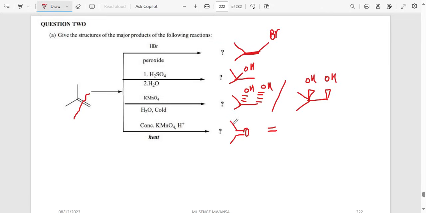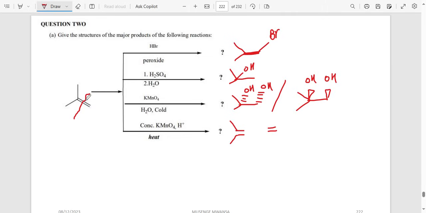So this structure, let me first explain this. When you're using, sorry, this is not ozonolysis. It is oxidative cleavage. When you're using ozone, oxidative cleavage is called ozonolysis. But when you're using potassium permanganate, it's just called oxidative cleavage. Ozonolysis is also oxidative cleavage.